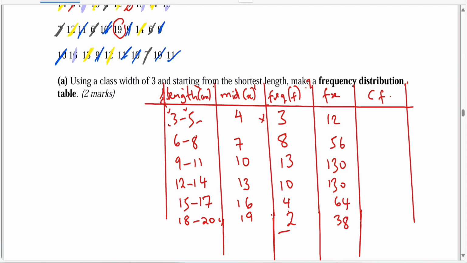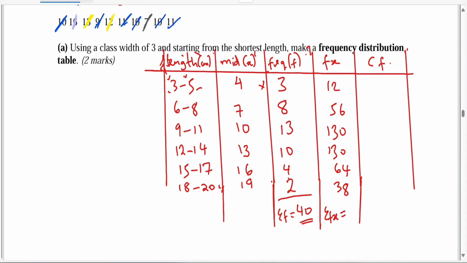So let's find the sum of frequency. So the sum of frequency is 3 plus 8 plus 13 plus 10 plus 4 plus 2, which gives you 40. Okay, which is accurate. So sum of frequency is equal to 40. So this gives you a bonus mark. Sum of fx, it should give us how much?